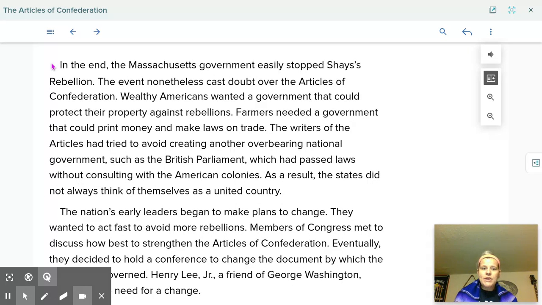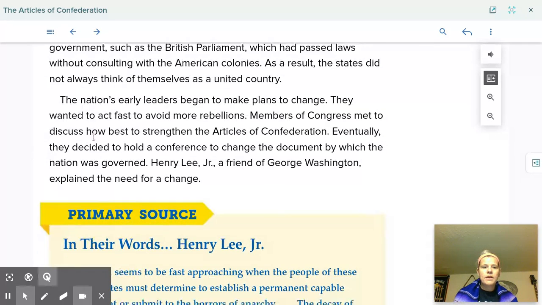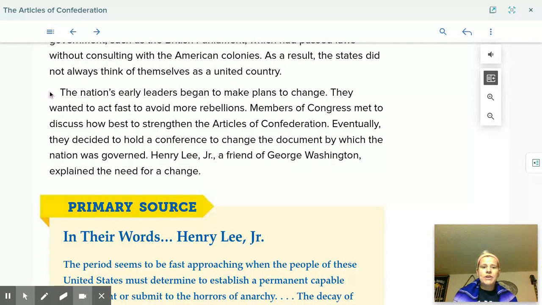The writers of the Articles had tried to avoid creating another overbearing national government, such as the British Parliament, which had passed laws without consulting with the American colonies. As a result, the states did not always think of themselves as a united country. The nation's early leaders began to make plans to change. They wanted to act fast to avoid more rebellions.